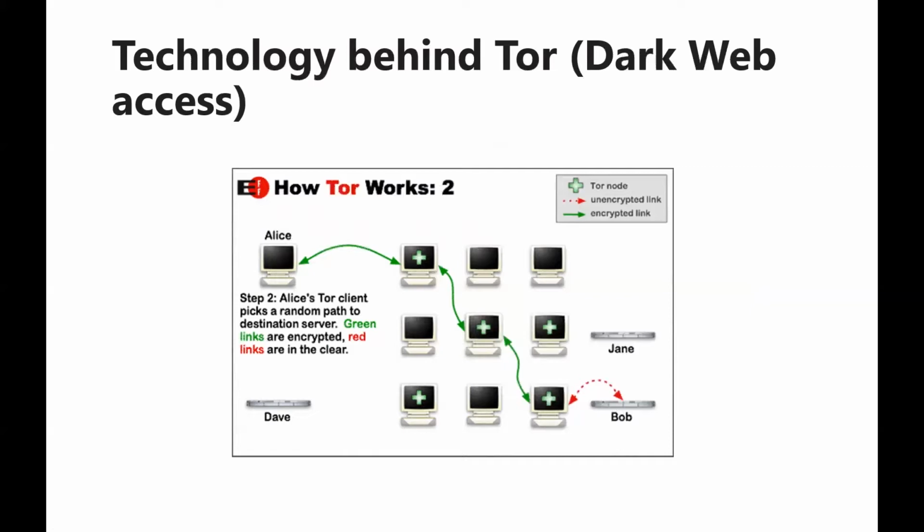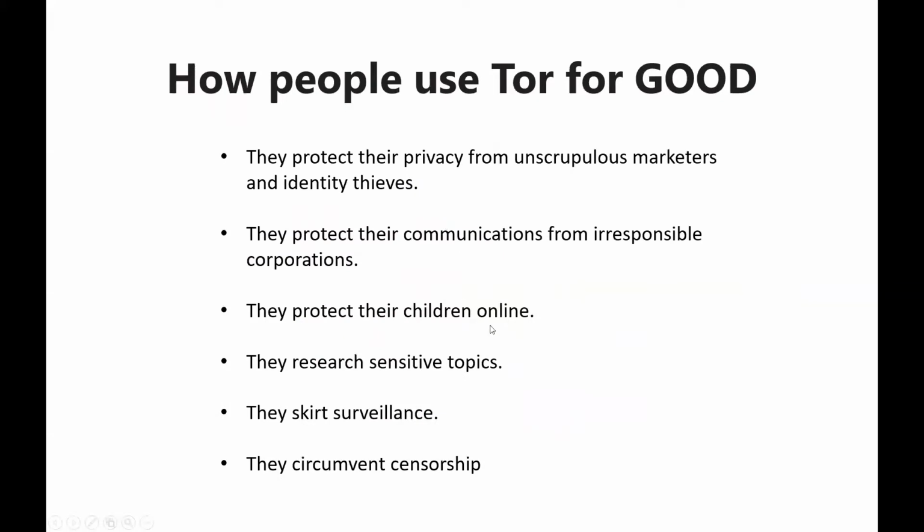Now, without getting too technical, that essentially is a way for you to get to a particular place and not be traceable per se. So how do people use Tor for good? Okay, they can protect their privacy from, let's say, marketers or identity thieves. You can protect your communication from maybe certain corporations, if you're a nonprofit, or you have certain humanitarian concerns, especially in different countries where certain things may not be allowed.